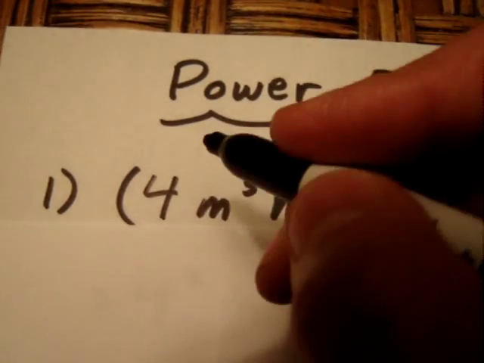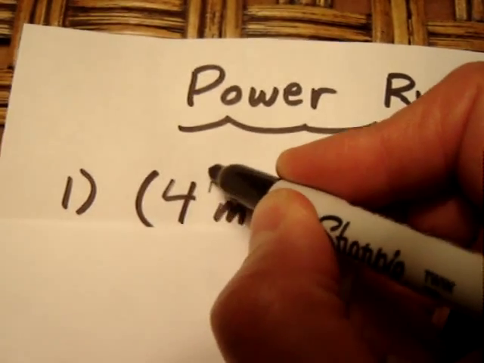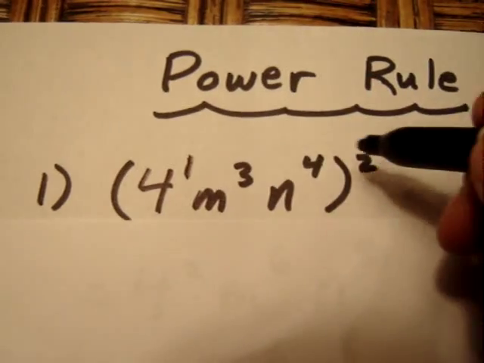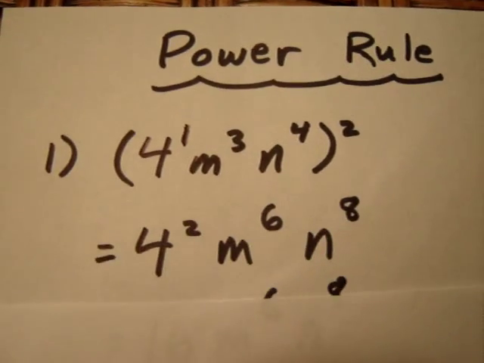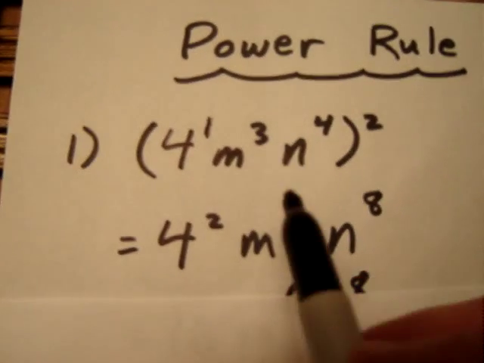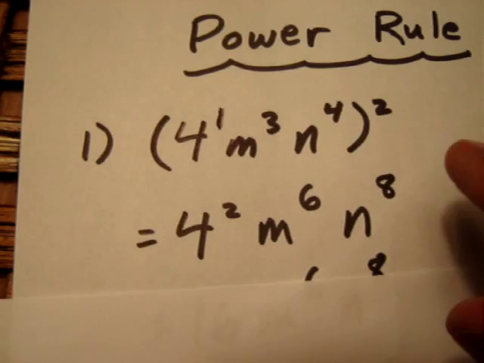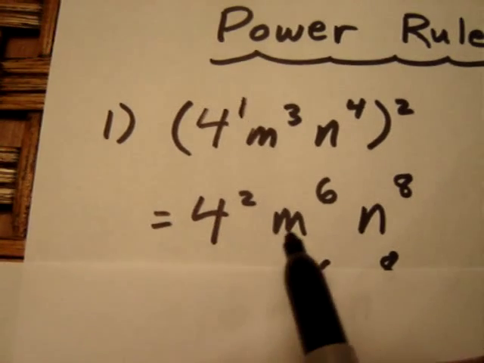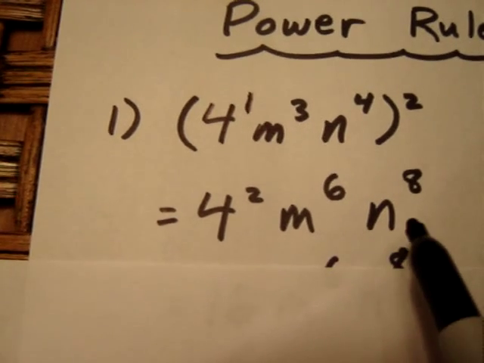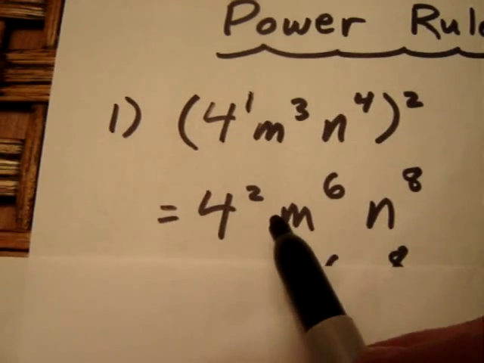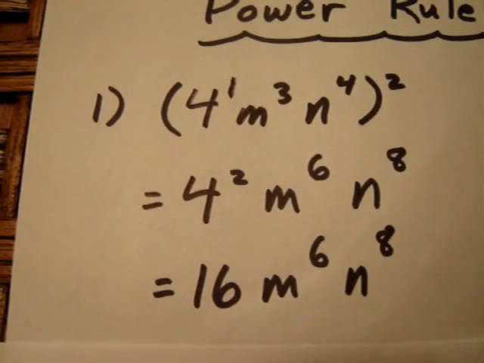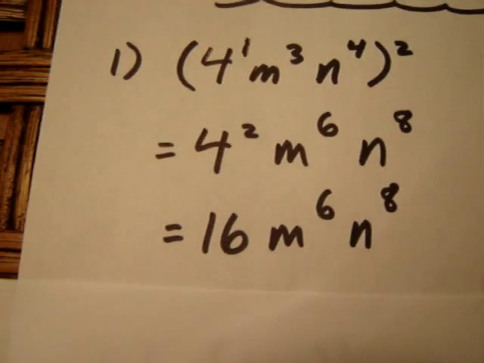So what we can do is think of this 4 as being 4 to the exponent 1, and then we can multiply that 2 times every exponent in the bracket, which gives us 4 squared, because 2 times 1 is 2, 2 times 3 is 6, 2 times 4 is 8, and now we get 4 squared, m to the 6, n to the 8. Now we can't simplify m to the 6 or n to the 8, but we can simplify 4 squared to 16, because 4 times 4 is 16, and we get 16 m to the 6, n to the 8.